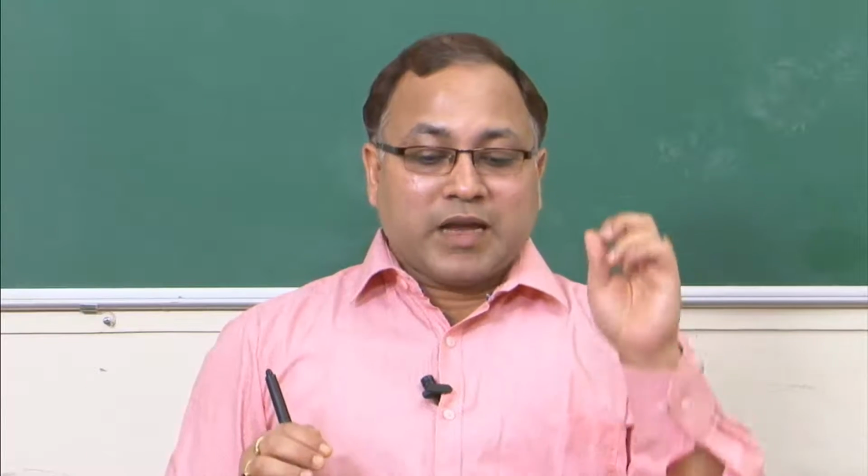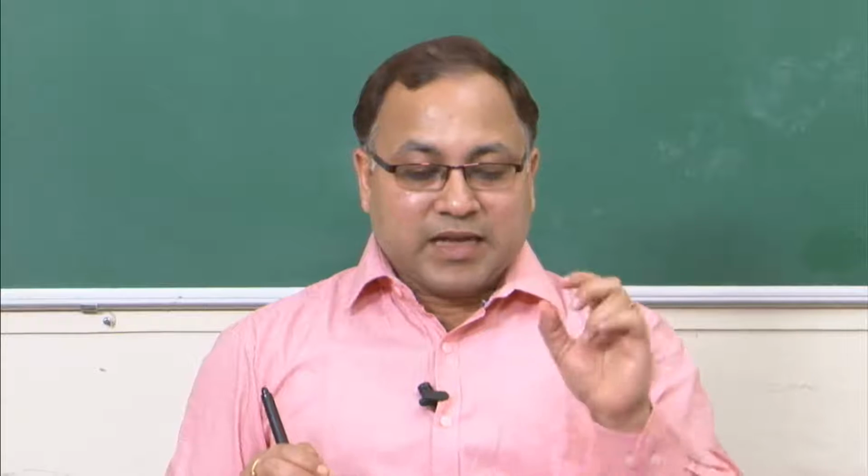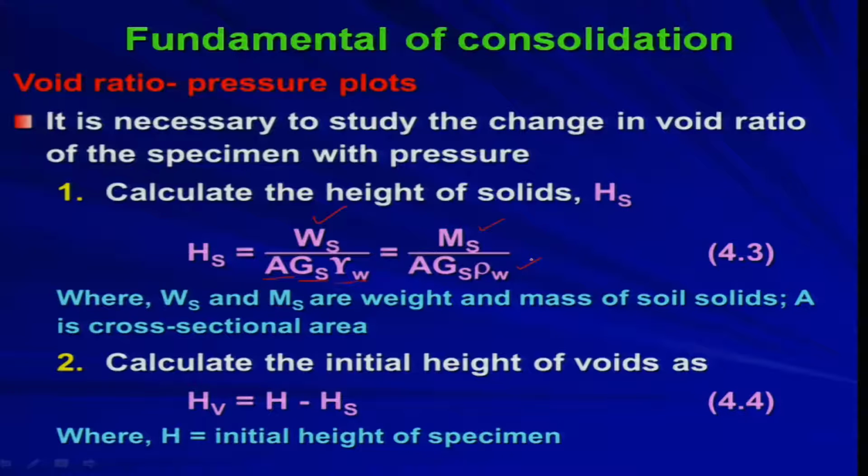So, calculate the initial height of voids Hv, that is the initial height, is equal to H, that is the initial height of specimen, minus Hs. It is as simple as that, because Hs is nothing but the height of solids. Say this is my specimen, and this is my height of voids, and this is my height of solids, and this is the total initial height of the specimen. So, Hv is nothing but H minus Hs.